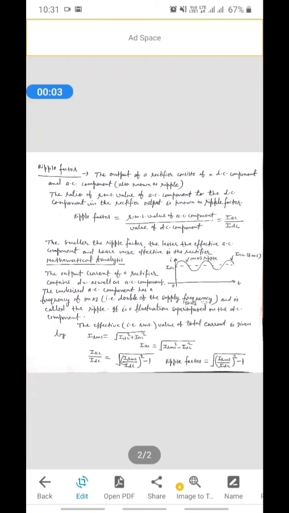Today our topic is ripple factor. The output of a rectifier consists of a DC component and an AC component, also known as ripple.